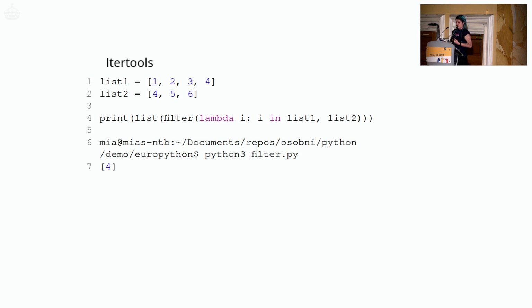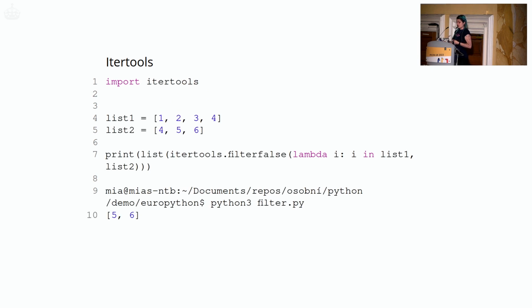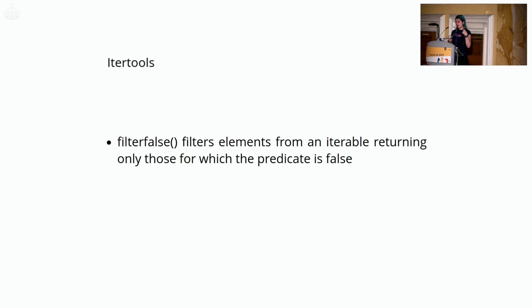Let's see some more examples. Let's say I have a list and I want to filter elements that are in another list. So we can use the built-in function filter, which does exactly that. And now you might be wondering, what if we want to do the opposite? Can we do something like not filter? When we want to filter elements which are not in the list, we can call itertools to the rescue. We can use filterfalse, which is exactly the opposite of the built-in filter. So filterfalse filters elements from an iterable, returning only those for which the predicate is false, and it is the opposite of the built-in filter.